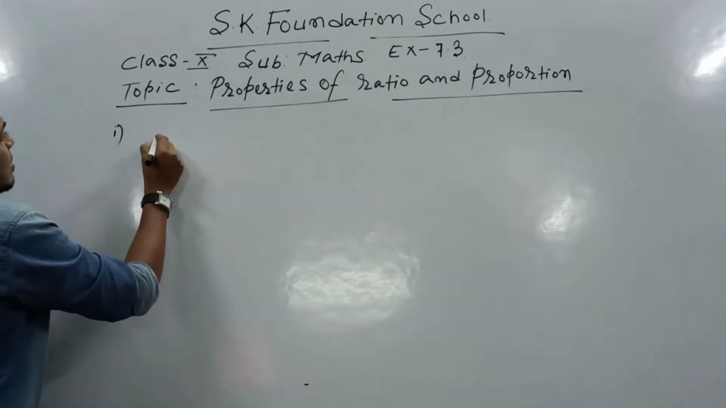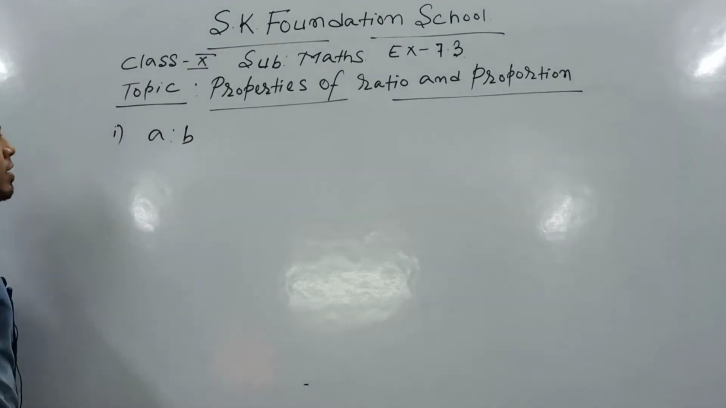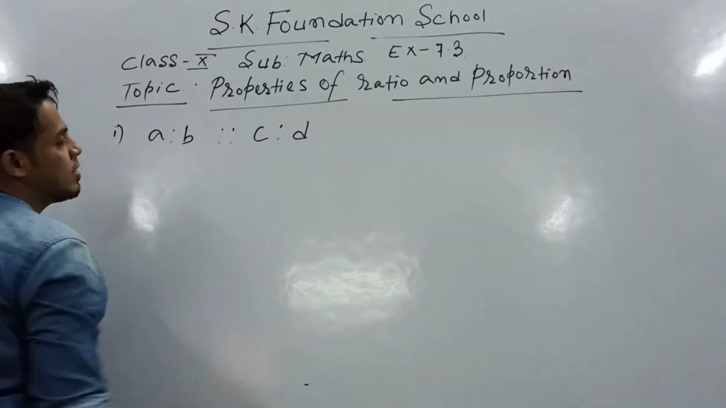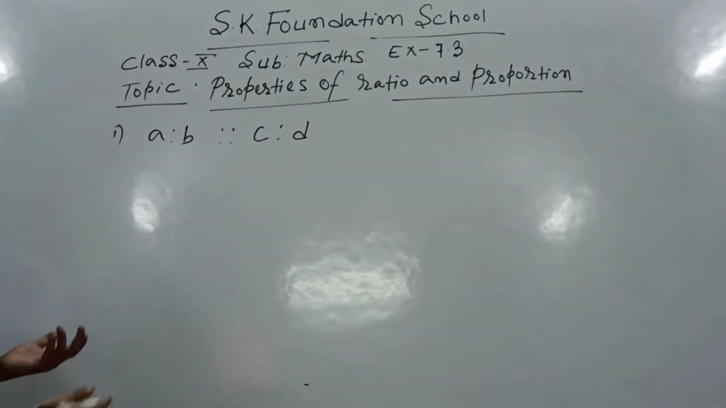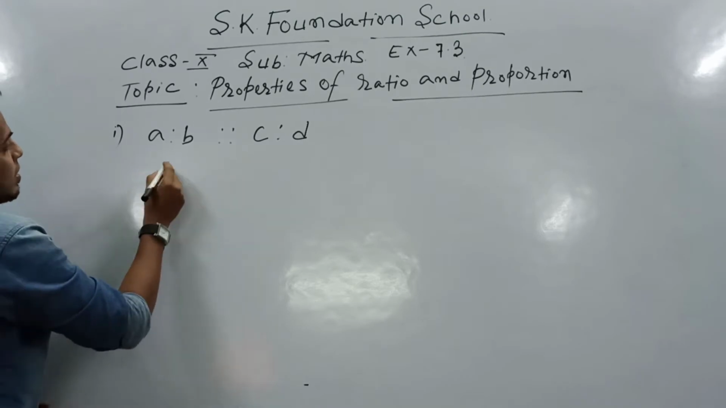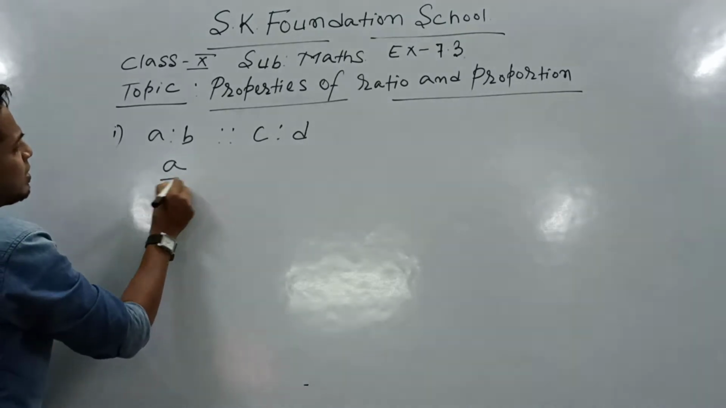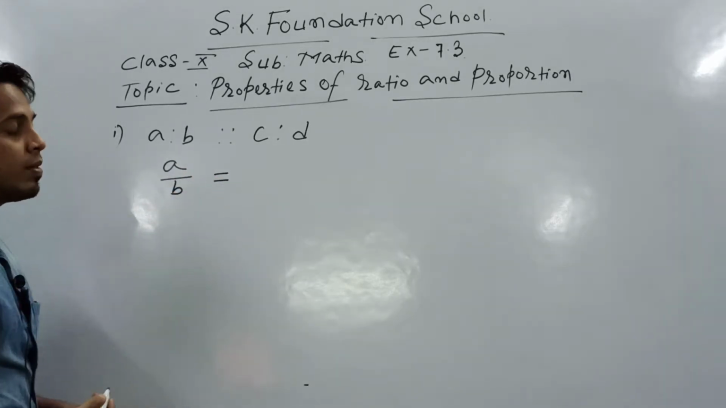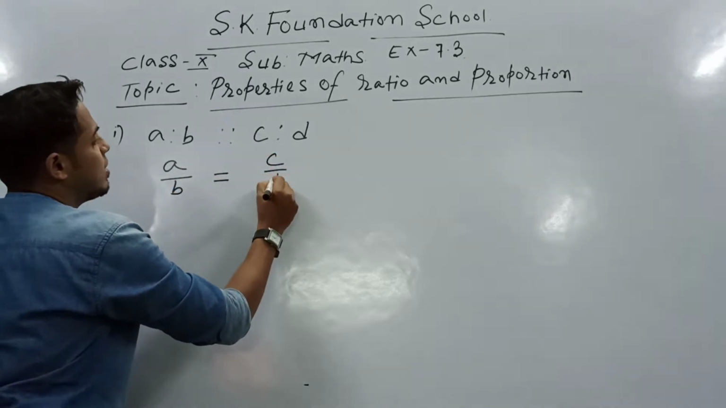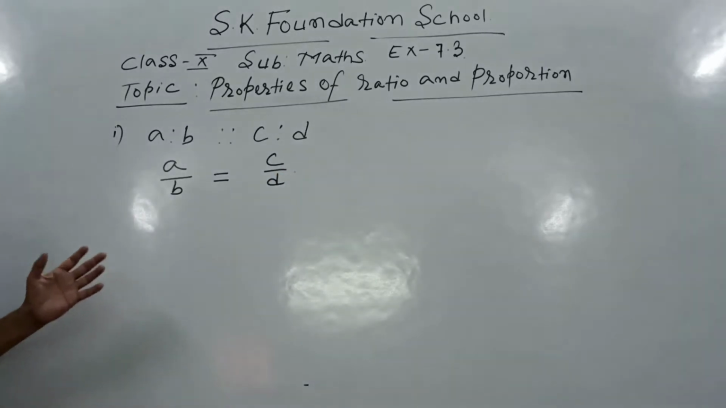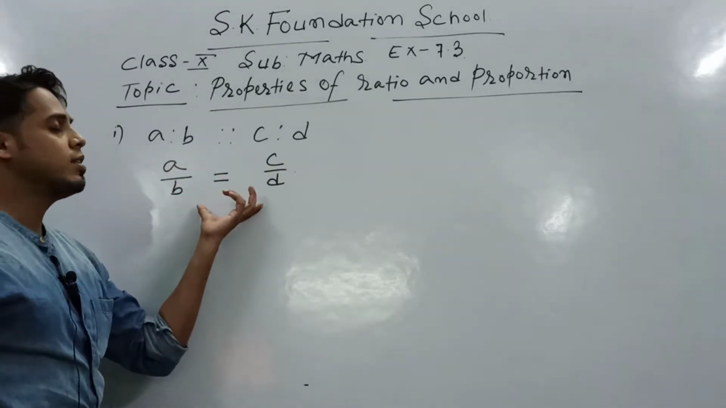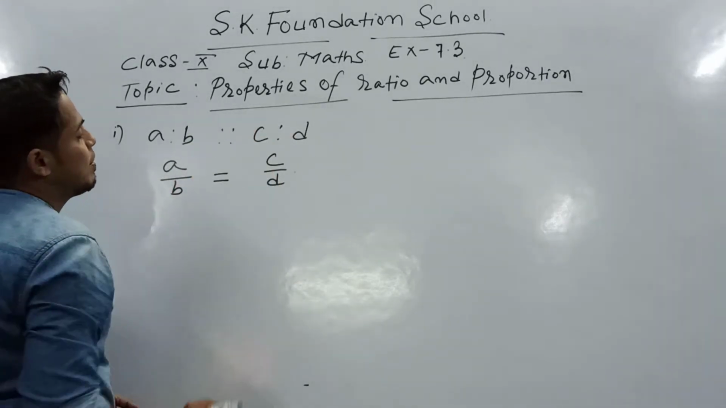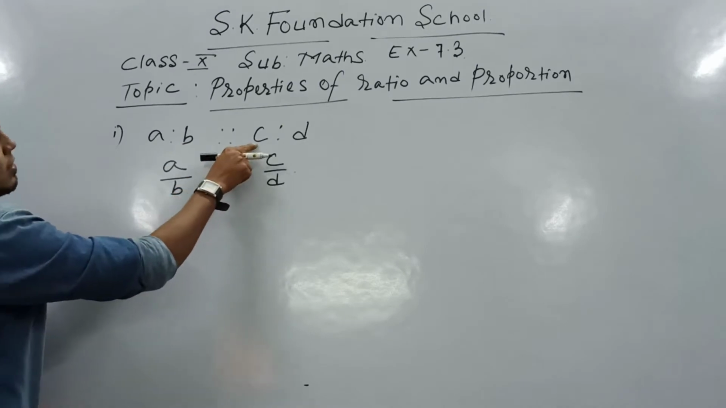Suppose the expression is like this: A is to B, proportion sign, C is to D. If we are going to represent it in normal form, then A is to B means A by B, and this proportion becomes equal, and C is to D means C by D. In this way we convert from this kind of expression. A is to B, proportion sign, C is to D, that means A by B equals C by D.